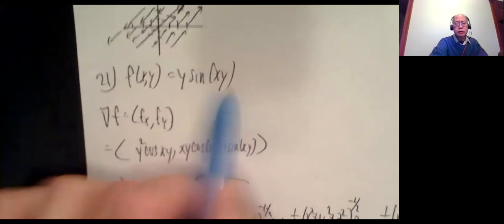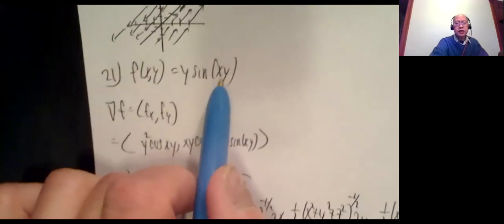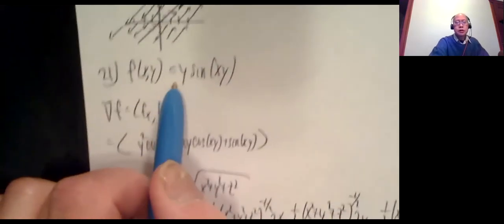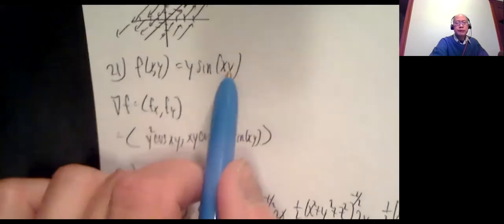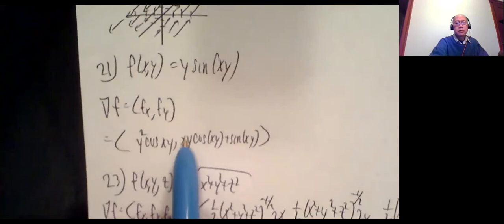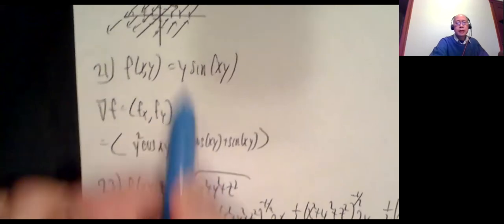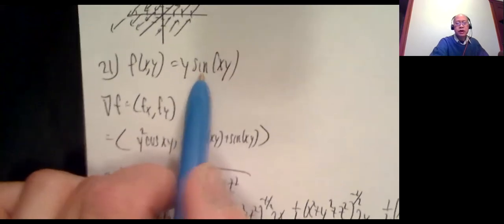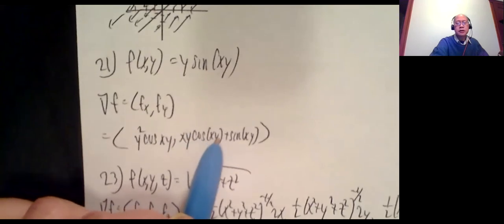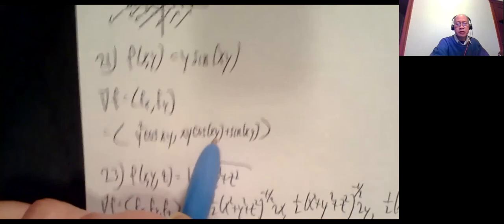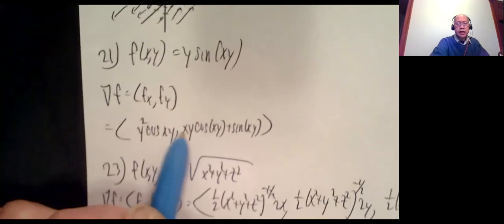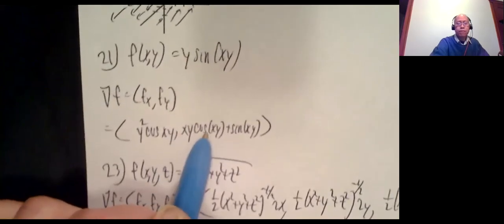The partial with respect to y, unfortunately, I have to do the product rule. There's a y here and a y here. Okay, so product rule: first function times derivative of the second. So y times the derivative of sine of xy with respect to y, which is cosine xy, then by the chain rule, times the derivative of xy with respect to y, that's x. So it's xy cosine xy.